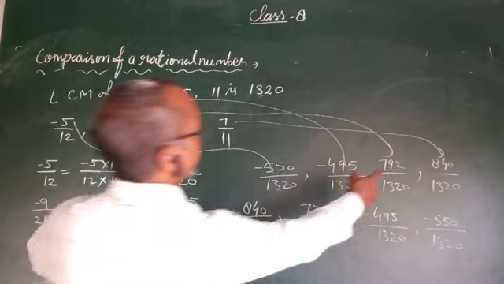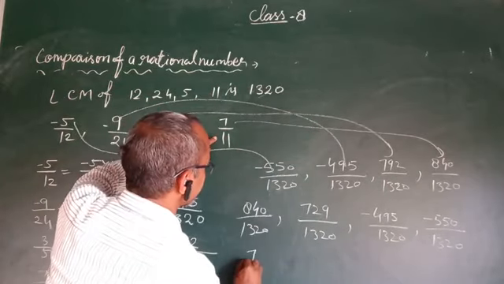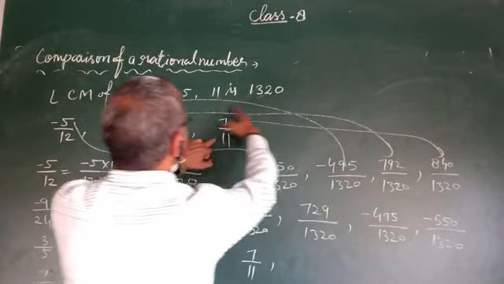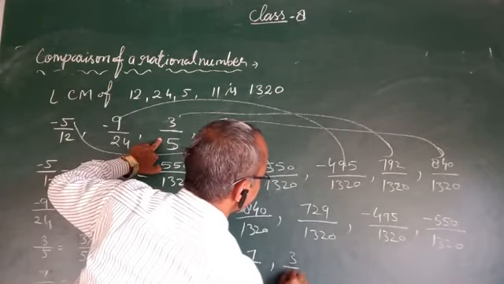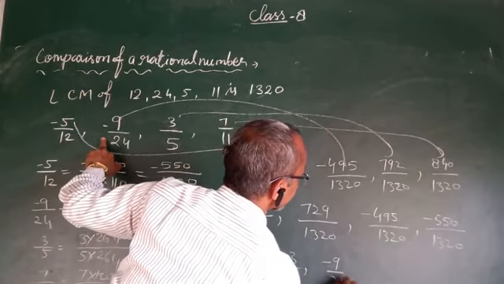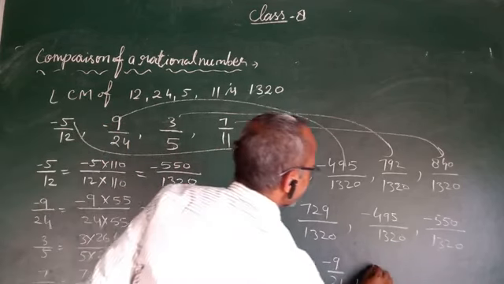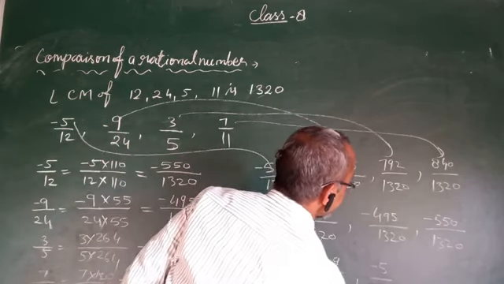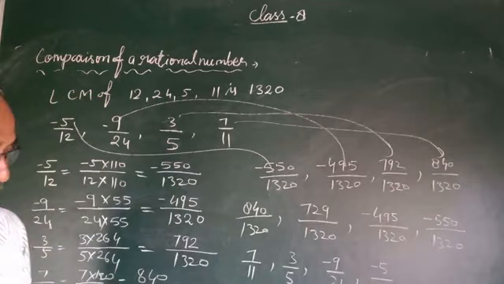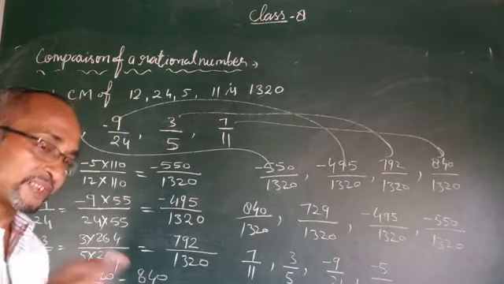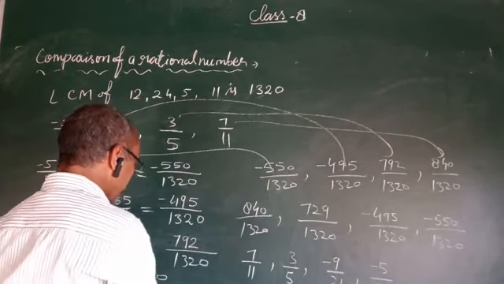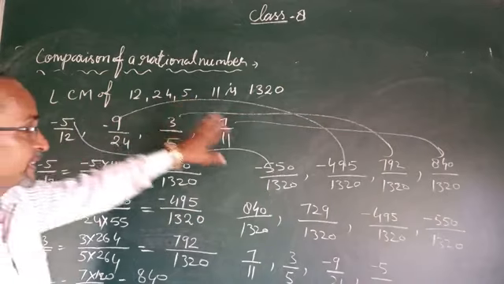So you have to convert first this corresponding fraction 7 upon 11. Next these fractions to corresponding 3 upon 5. And next this fraction convert into minus 9 upon 24. And next minus 5 by 12. These fractions are in descending order. Okay. If you want to convert into ascending order, so first you have to write this, then this, then this, then this. So it is the method of writing the comparison of rational numbers.